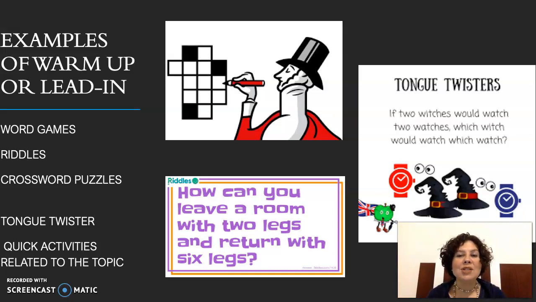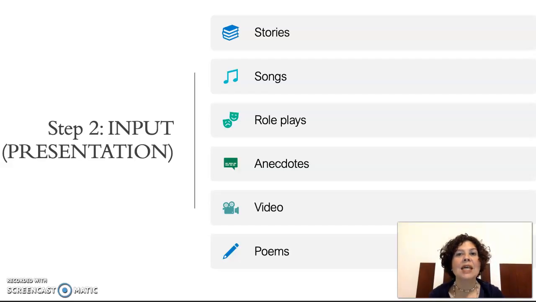Okay. Once we have all the students in the mood to start the lesson, remember when they arrive in the classroom or you arrive in their classroom, they are not ready to start. They are doing something else. That's why we do the warm-up. Once they have finished with this, we can now start our lesson.